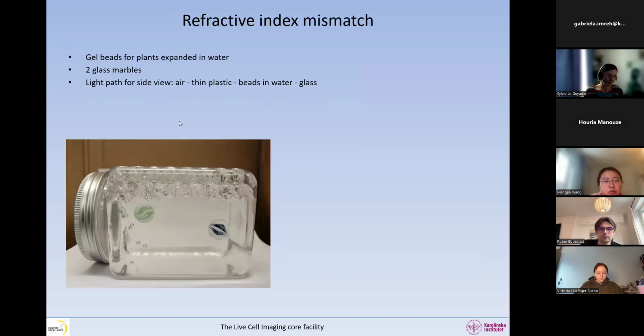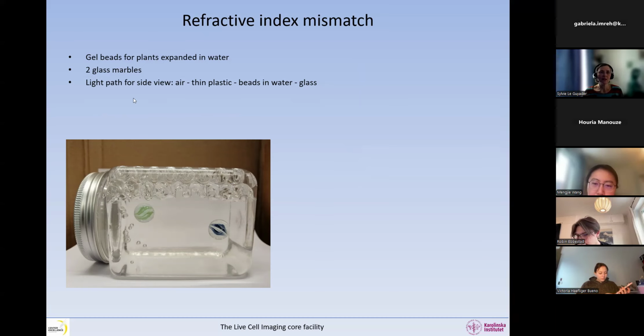This is a picture of a sample that I have in the lab, which is just a plastic bottle with some marbles inside. And these are beads that are made of some sort of gel. It's the type of thing that you put in a flower pot that is transparent, and you fill this up with these beads. They absorb water, so they have the same refractive index as water.